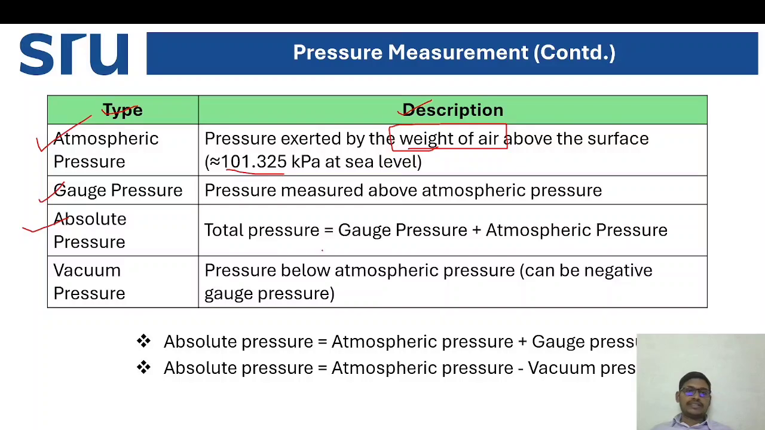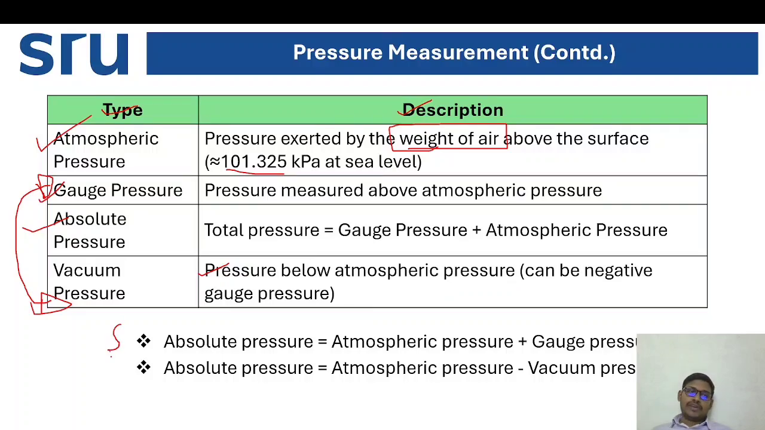And absolute pressure is nothing but total pressure, equal to gauge pressure plus atmospheric pressure. Vacuum pressure is also known as pressure below atmospheric pressure. So pressure above atmospheric is gauge pressure. Agree? And absolute pressure is the total pressure, that is gauge pressure plus atmospheric pressure, and there can be negative gauge pressure also.